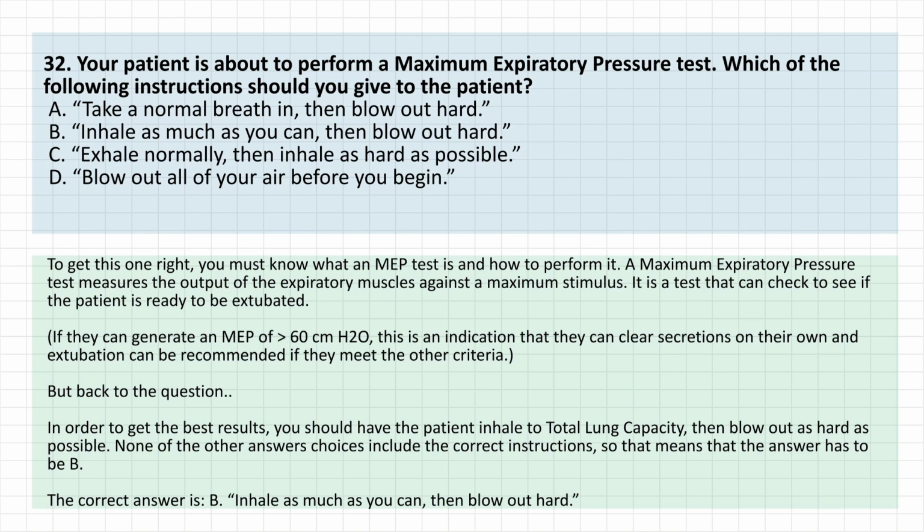If the patient can generate a maximum expiratory pressure of greater than 60 centimeters of water pressure, this is an indication that they can clear secretions on their own and extubation can be recommended if they meet the other criteria. But back to the question. In order to get the best results, you should have the patient inhale to total lung capacity, then blow out as hard as possible. None of the other answer choices include the correct instructions, so that means the answer has to be B. Inhale as much as you can, then blow out hard.